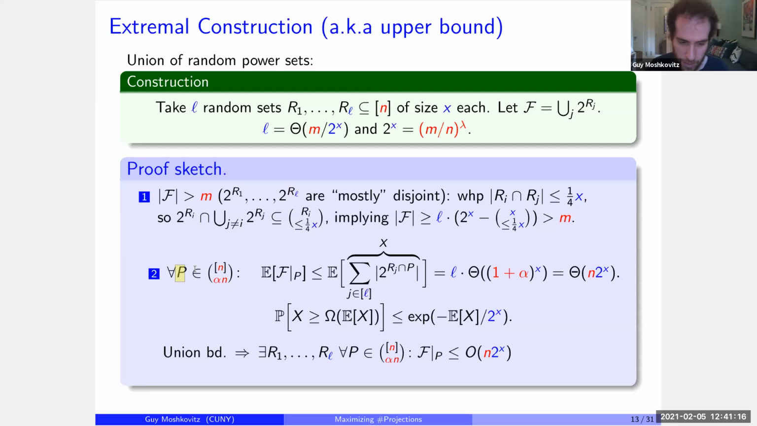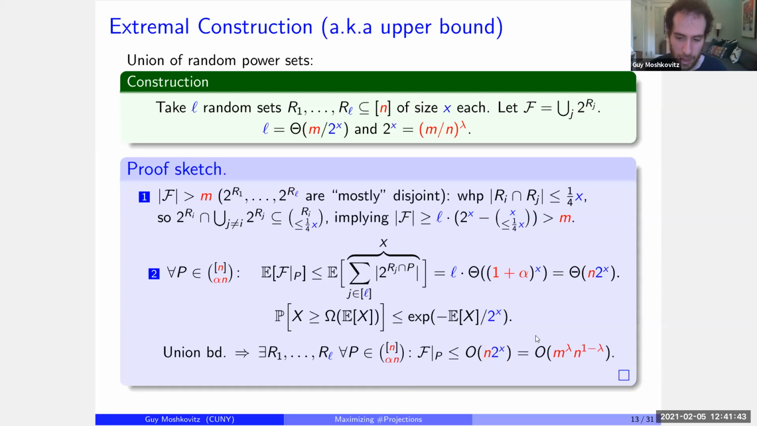So by the union bound, there has to be a single choice for the construction, right? For the random sets Ri that works for every p. Okay, that's simply the union bound. So for this particular f, every projection on alpha n coordinates has at most 10 times the expectation many projections.